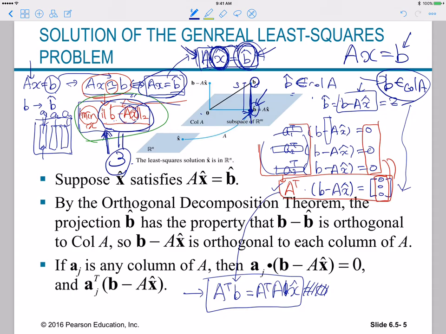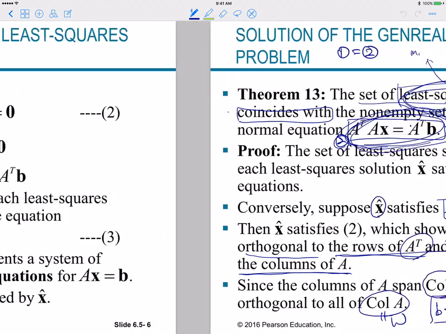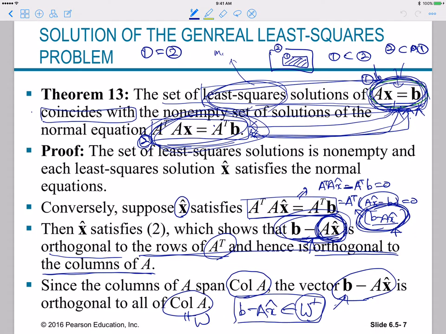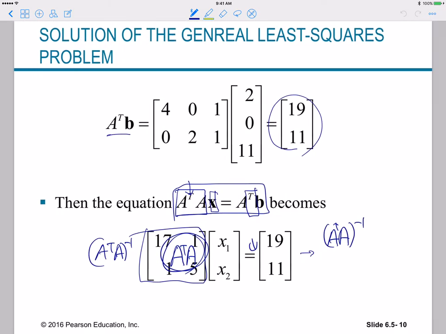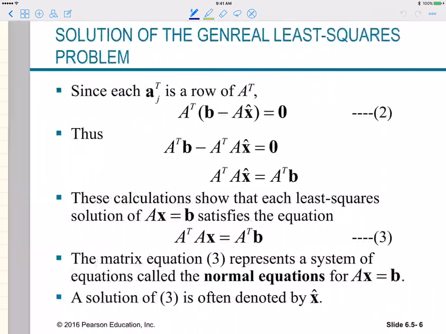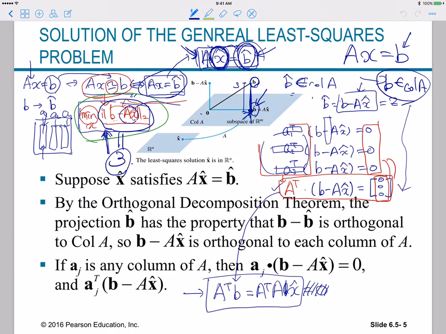So in order to have a unique solution, our matrix A should have linearly independent columns. That was the condition. So back to this figure: up to B hat, we understood B hat is unique because that's the orthogonal projection of a particular B.